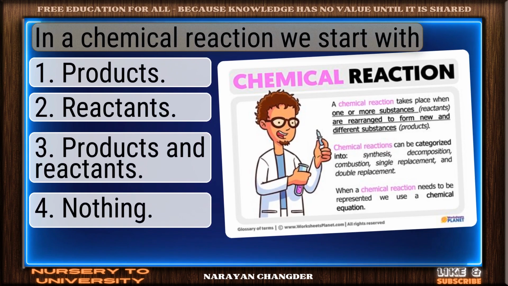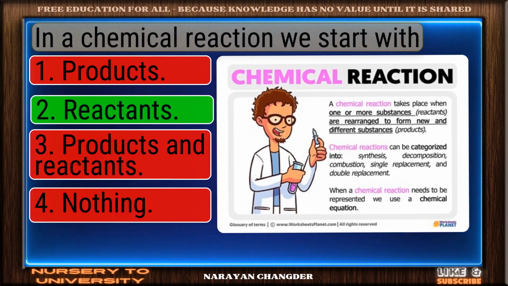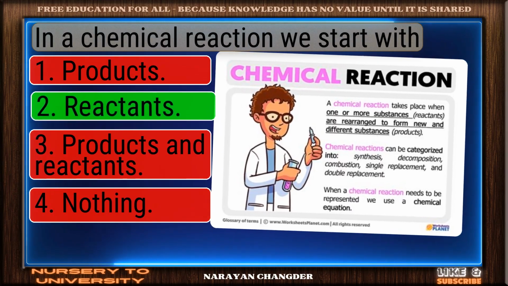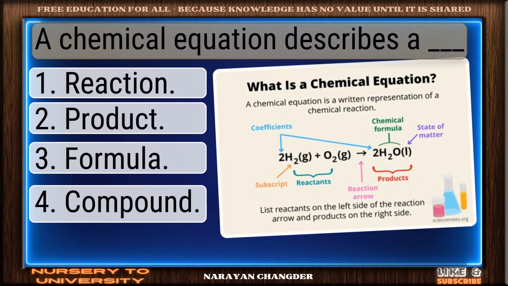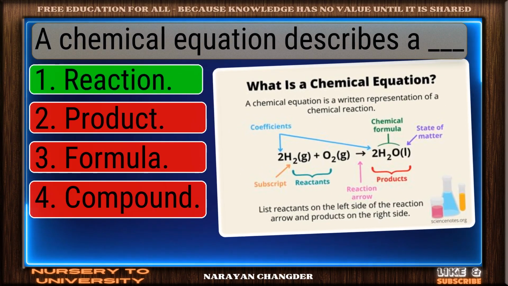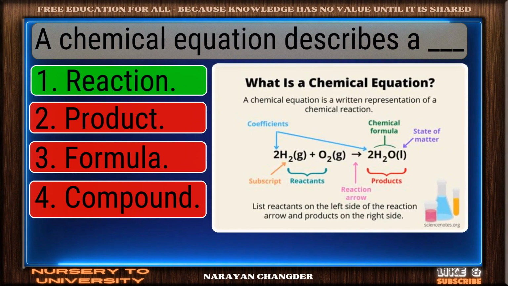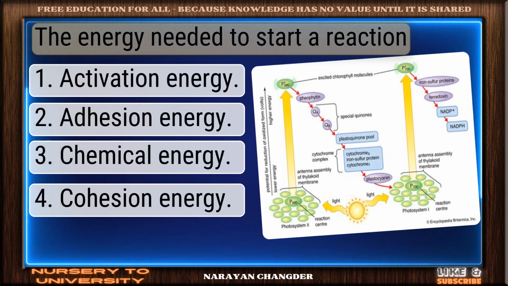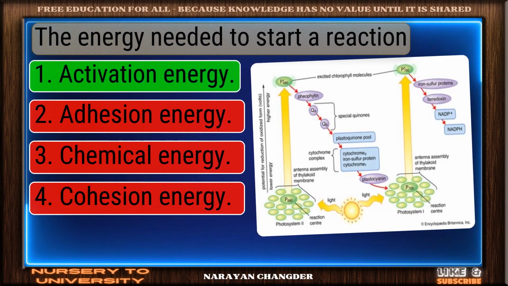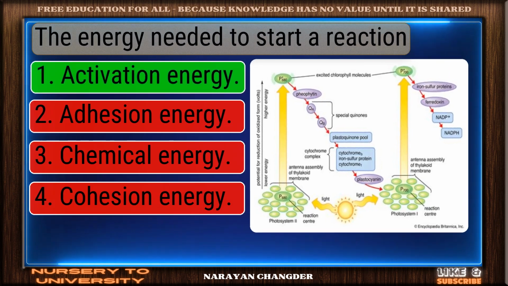In a chemical reaction, we start with. Right again. Reactants is a valid answer. A chemical equation describes a dash. Clear logic. Your choice reaction is sound and 100% true. The energy needed to start a reaction. Well picked. Activation energy is the correct answer.